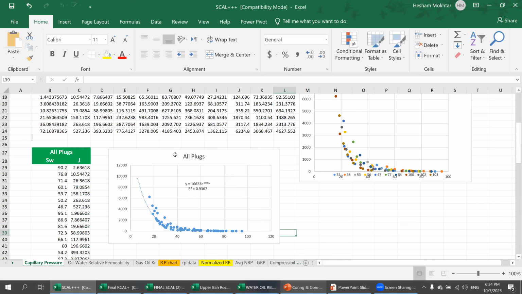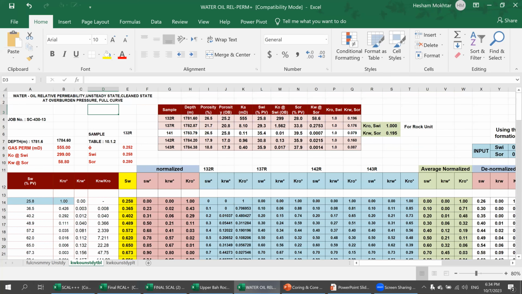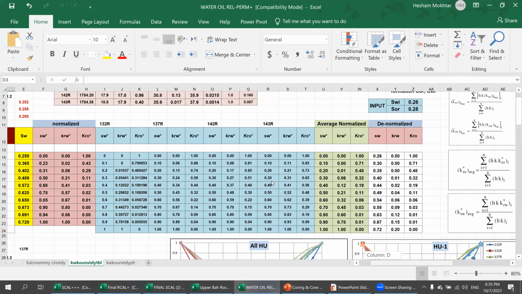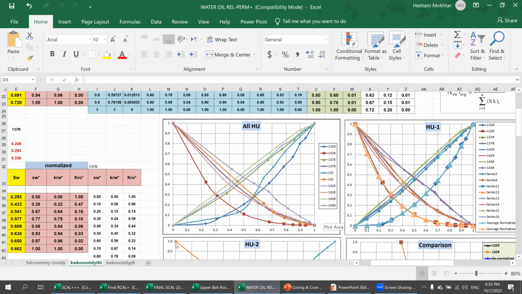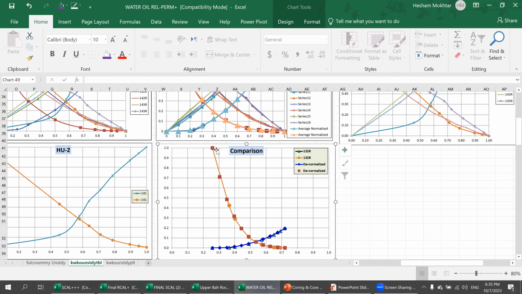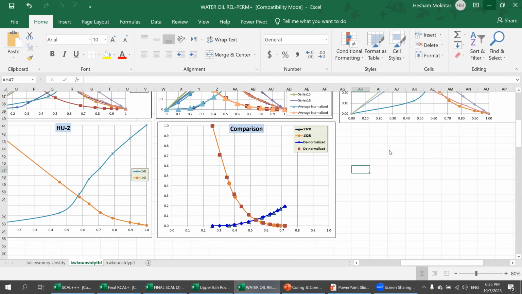Also here we have special core measurements for relative permeability data for different core samples. By applying a normalization and averaging workflow, as you can see, all of the samples can be normalized like this from 0 to 1. And by averaging and then denormalizing, we can get the final curve. This is the average denormalized curve representing KRO and KRW for the reservoir rock type. This is all I have in this session.